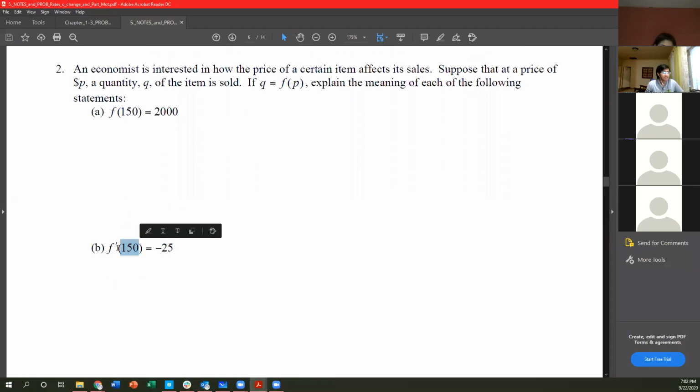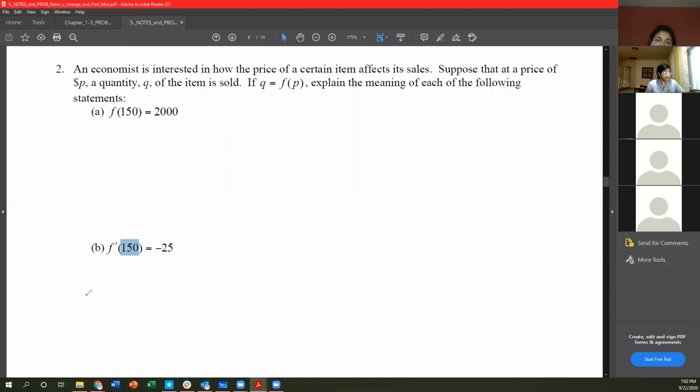Remember, as soon as you see a prime, it's a rate of change. That means at a cost of $150, the quantity of items sold changes at a rate of negative 25 items per dollar.